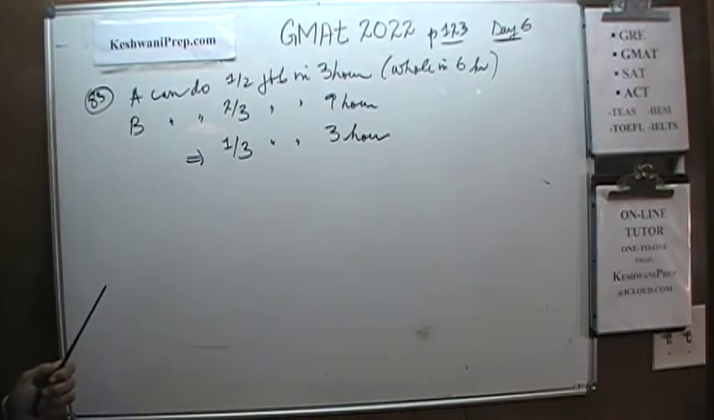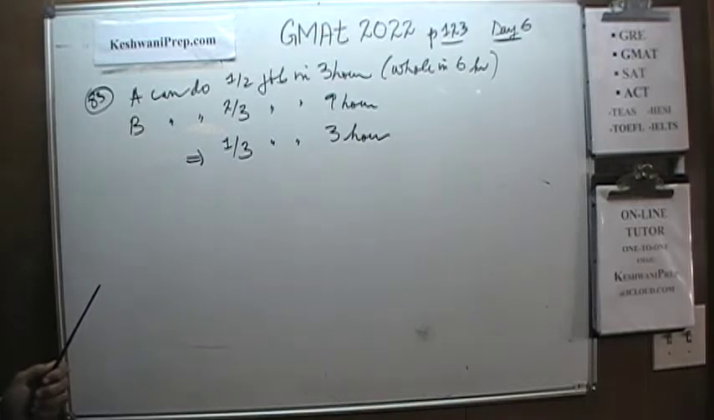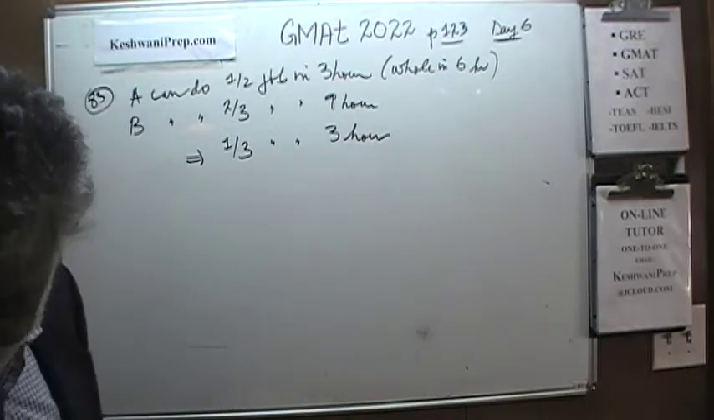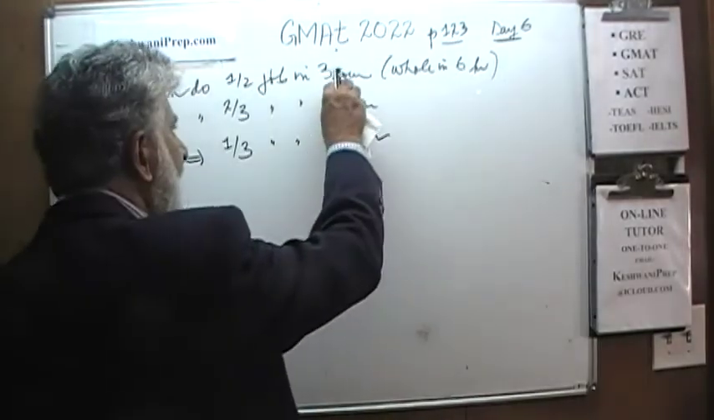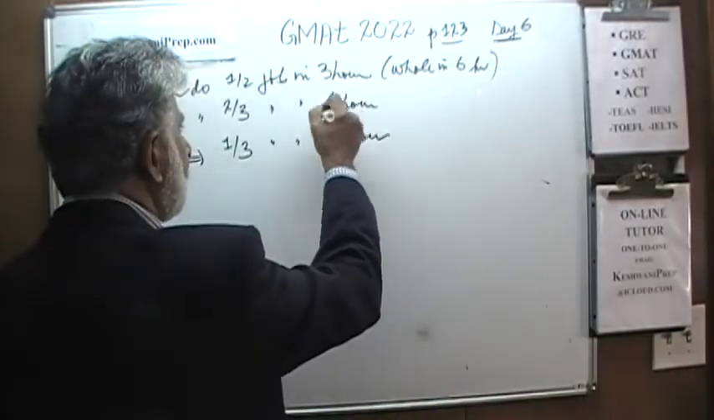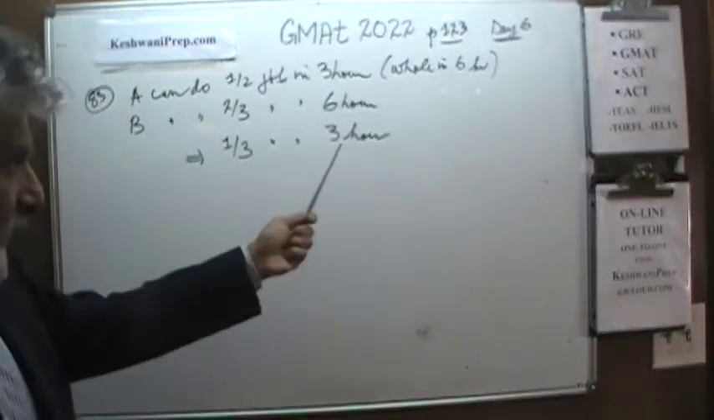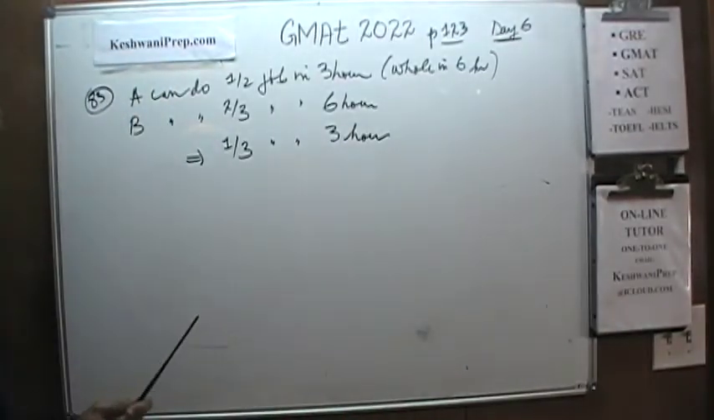3 hours? No, that makes no sense. Do they say 9 hours? Oh, it's 6 hours. That's why I got... It's not 9 hours, it is 6 hours. Because I knew there was a whole number here. So let's begin again, shall we?